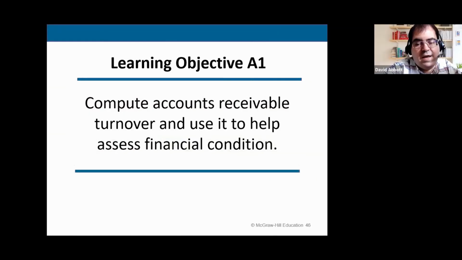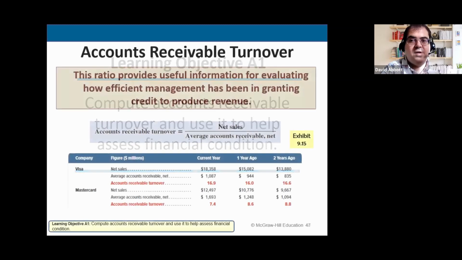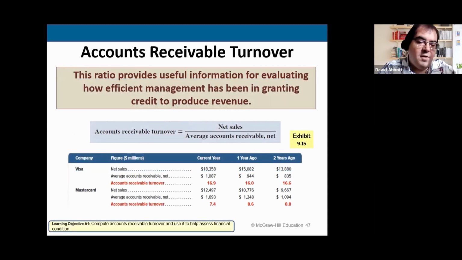So compute accounts receivable turnover and use it to help assess financial condition. Accounts receivable turnover. This ratio provides useful information for evaluating how effective management has been in granting credit to produce revenue. So accounts receivable turnover measures how often on average receivables are collected during the period. The formula for this ratio is shown on this slide.